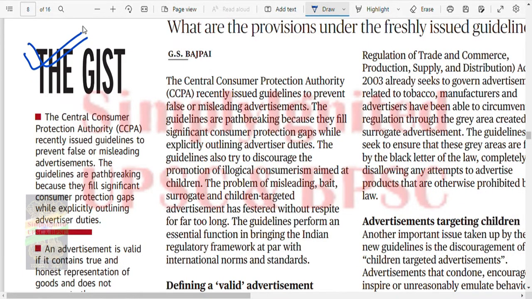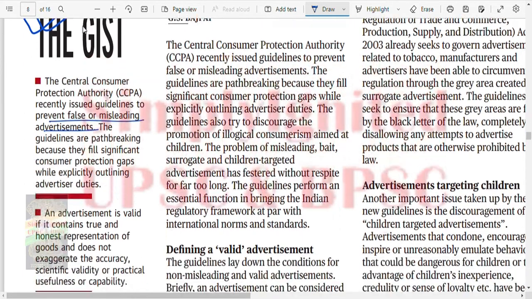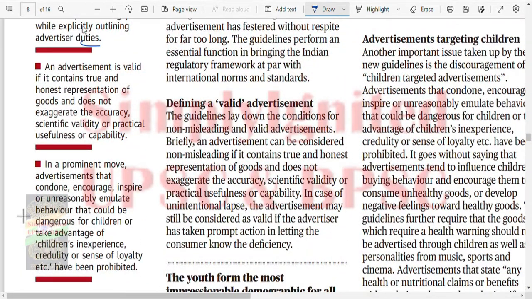CCPA recently issued a guideline to prevent false or misleading advertisement. The guidelines are path-breaking because they fill the significant consumer protection gap and duties they have explicitly outlined in the advertiser's duty. The advertisement is valid if its content is a true and honest representation of goods and does not exaggerate the accuracy, scientific validity, or practical usefulness and capability in a prominent manner. Advertisements that condone, encourage, inspire, or unreasonably imitate behavior that could be dangerous for children, or take advantage of children's inexperience, credibility, or sense of loyalty, have been prohibited. Okay, so special care for children has been taken.